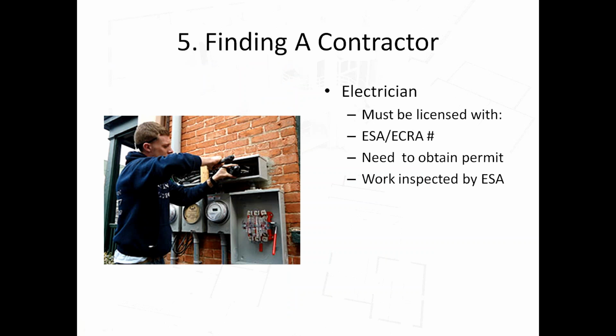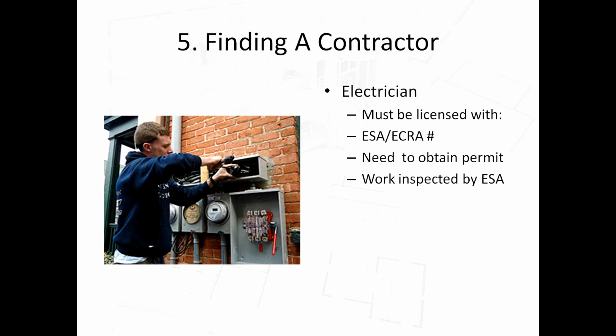We'll talk about some of those other specialized trades that are more important in terms of the licensing and qualifications. With the electrician, they need to be a licensed electrician with an ESA number or an ECRA number, and that ensures that they are covered under that association. Any work that they do needs to be inspected by the ESA, and the electrician will actually pull the permit for you.